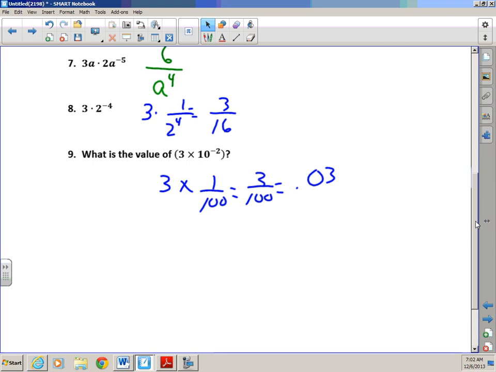So the two key points with negative exponents. Number one, negative exponents do not mean negative numbers. They really mean that the numbers are going to get smaller. The numerical values will get smaller. And number two, you want to always rewrite the base that has a negative exponent as a base with a positive exponent, and then evaluate.